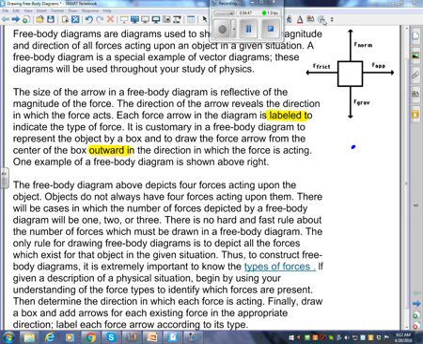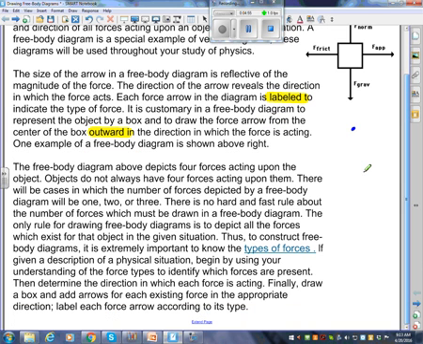It's like putting your name on your binder. If given a description of a physical situation, begin by using your understanding of the force types to identify which forces are present. Then determine the direction in which each force is acting. Finally, draw a box, add arrows for each existing force in the appropriate direction. Label each force arrow according to its type. So that's sort of an introduction.